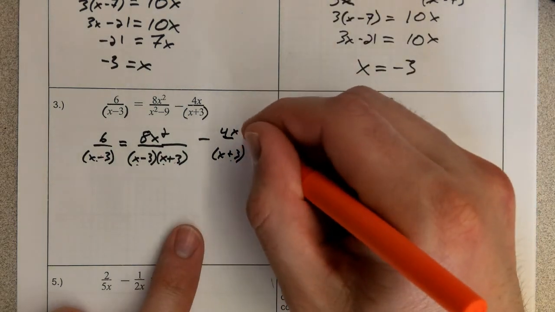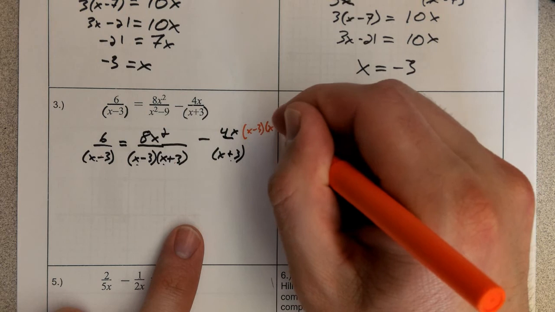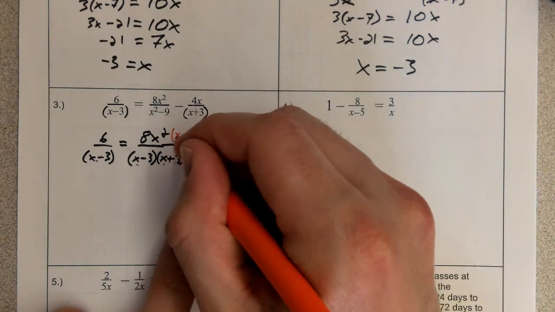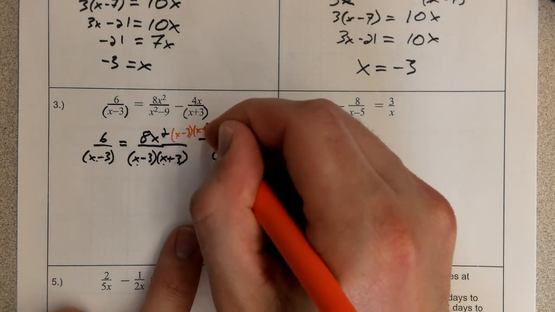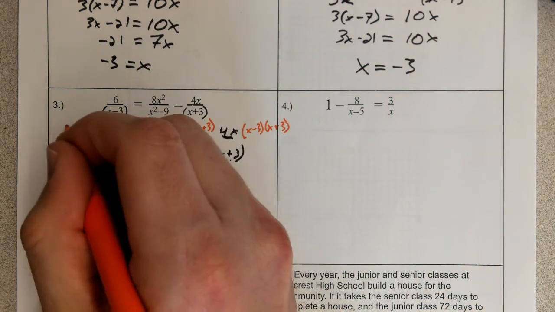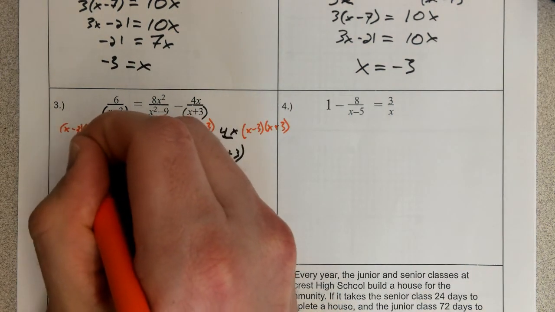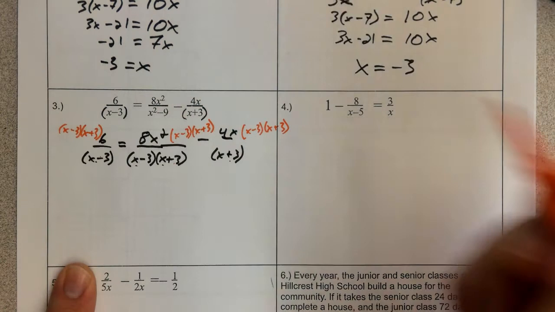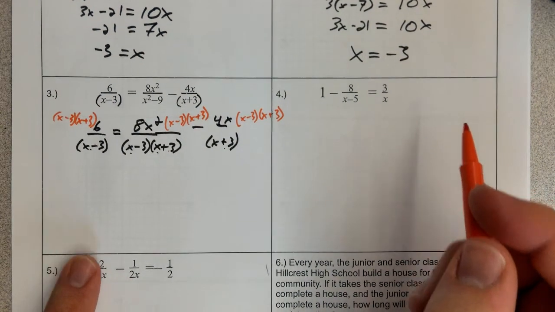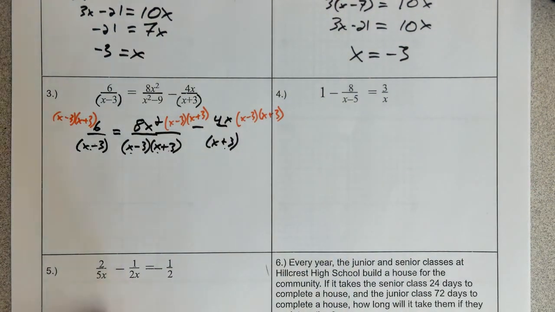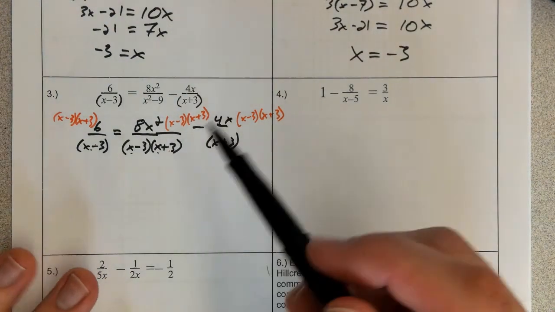So I'm going to go x minus 3 times x plus 3, x minus 3, x plus 3, x minus 3, x plus 3. Now if I do that, then I can see right away that a bunch of things are going to simplify. And I can do this without rewriting it. Up here I rewrote it, but here I don't even need to.